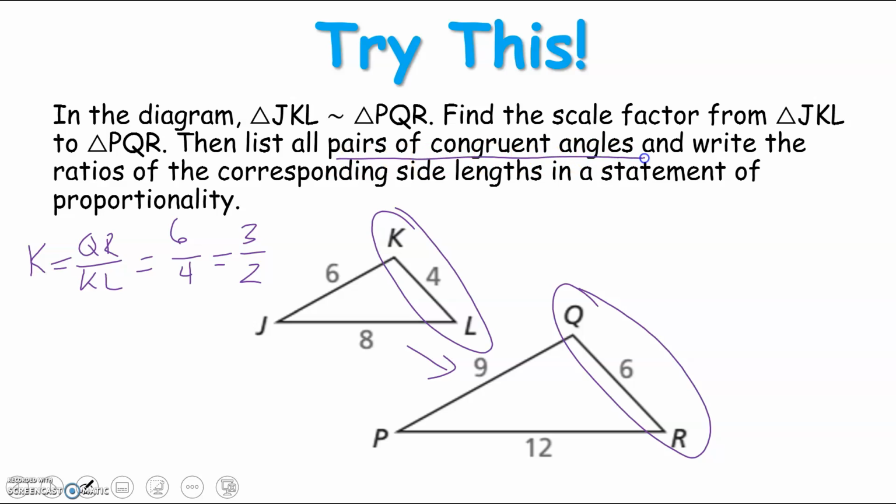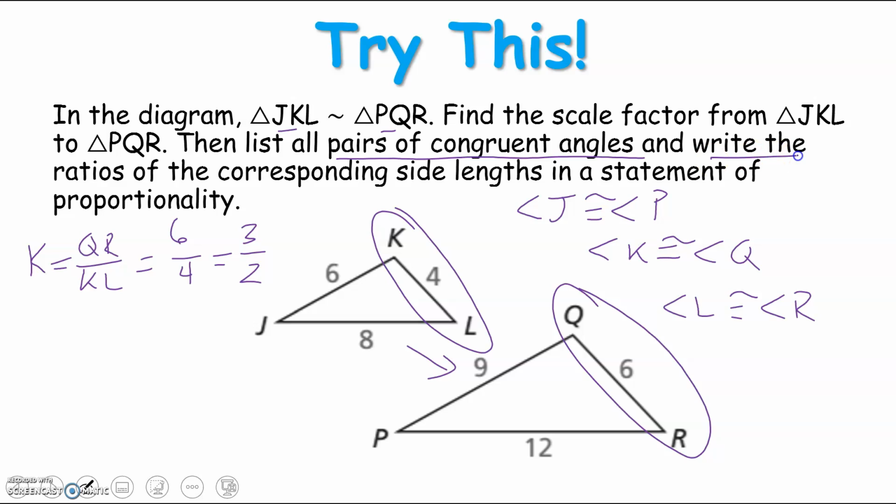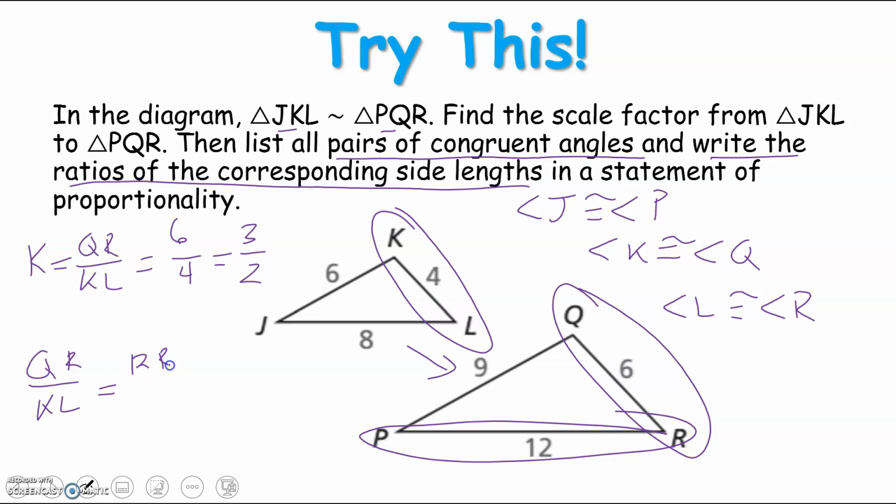Then it wanted to list all pairs of congruent angles. So we know, just like before, we can match based on the order. So J is congruent to P, K is congruent to Q, and L is congruent to R. And then last but not least, they wanted us to write the ratios of the corresponding side lengths. So we know QR over KL, and we know PR over JL, and then we know QP over KJ.